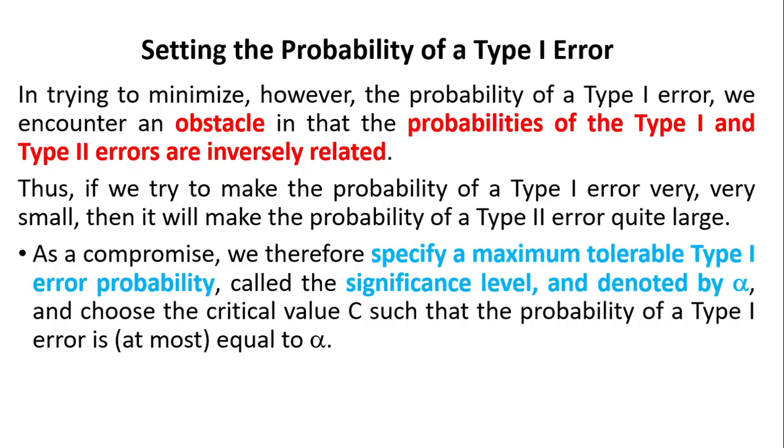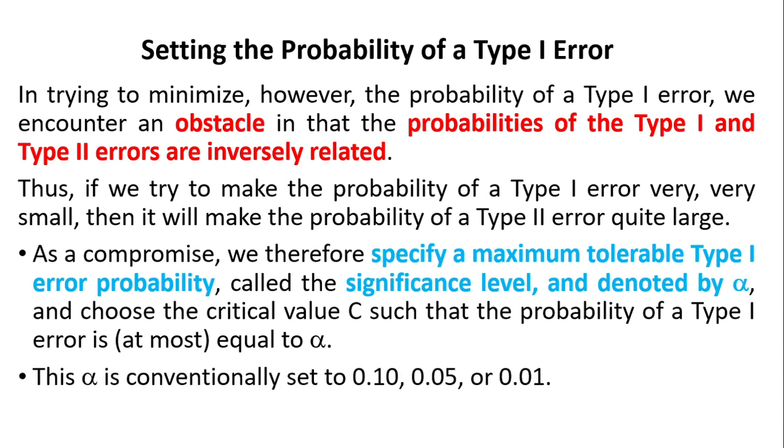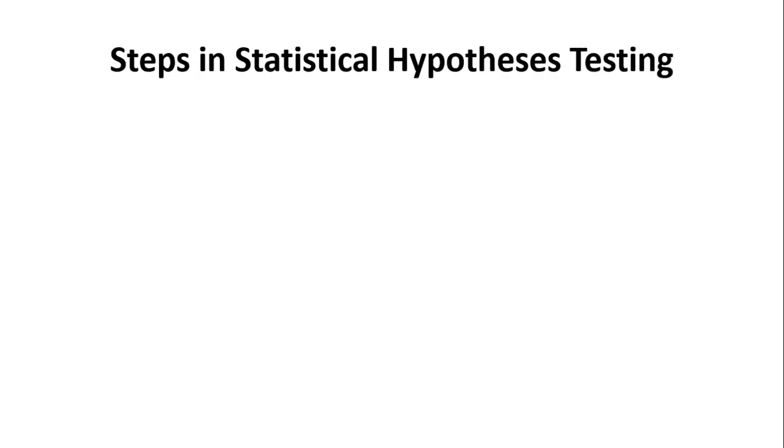As a compromise, we therefore specify a maximum tolerable type 1 error probability, which is normally called alpha, or the significance level. In order to minimize the type 2 error, alpha is always considered, and conventionally we set alpha to be either 0.1, 0.05, or 0.01, that is 10%, 5%, or 1%, as the case may be.